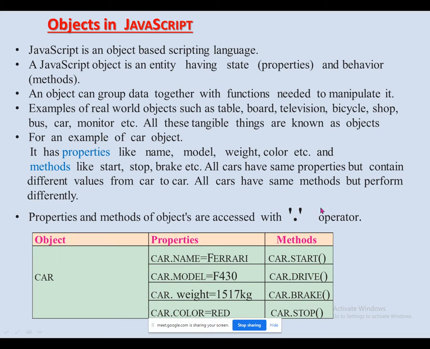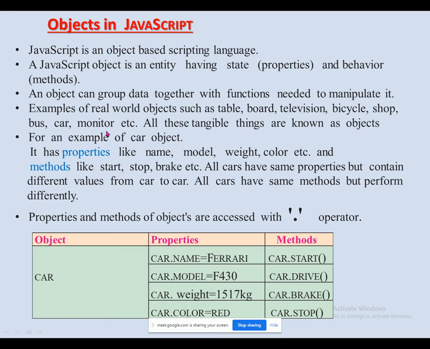In our real world there are a number of types of cars, and all cars have the same properties. Whatever car example you give, the properties may be the same: name, then model, then weight, and then color. So the main properties are the same everywhere with the car object, but they contain different values from car to car. Name may be different, model may be different, weight may be different, color may be different, but basically the properties are the same, and may have different values.